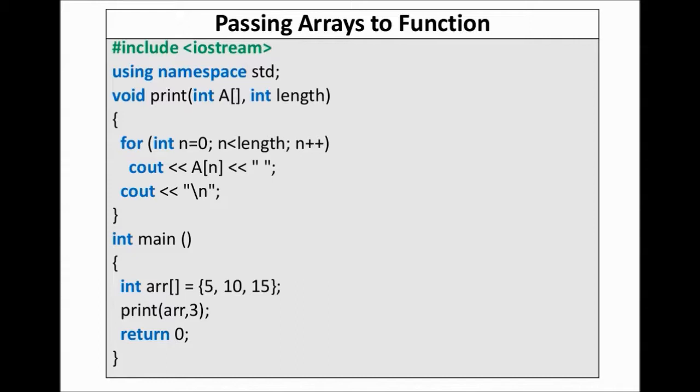Then we call our function print, and as we write the function with two parameters, so we call it with two parameters. One is arr, comma 3, one is array and second one is a simple variable.